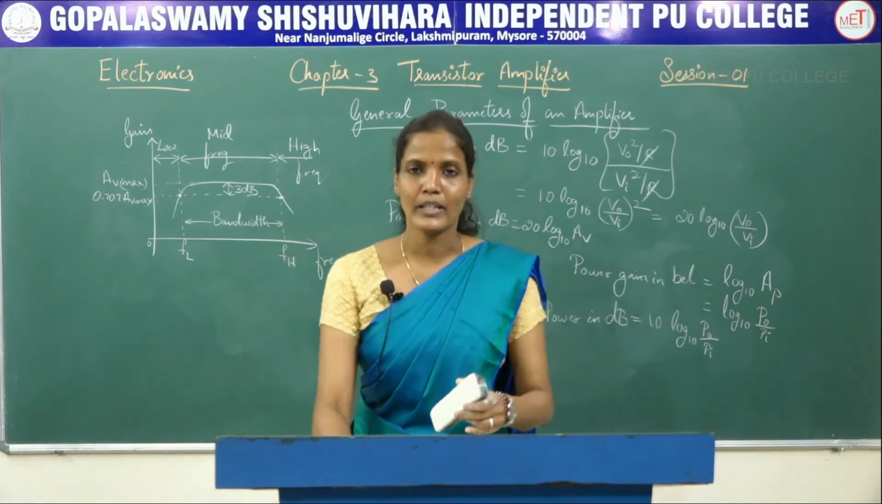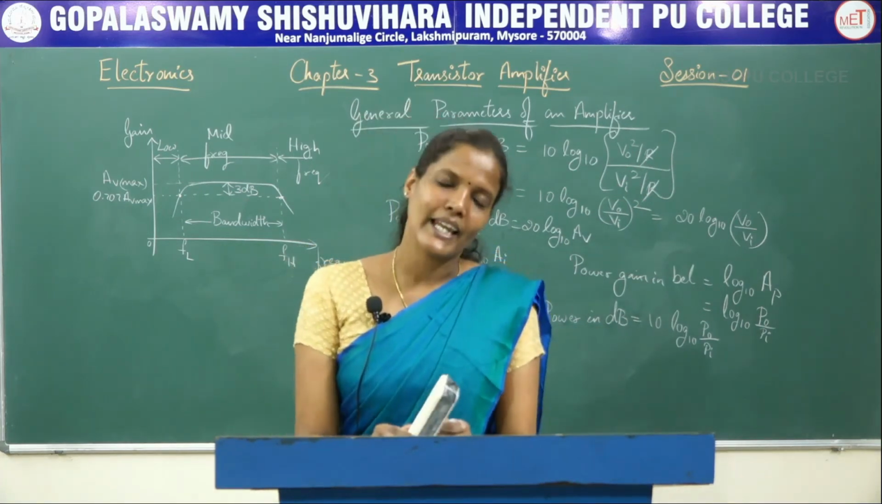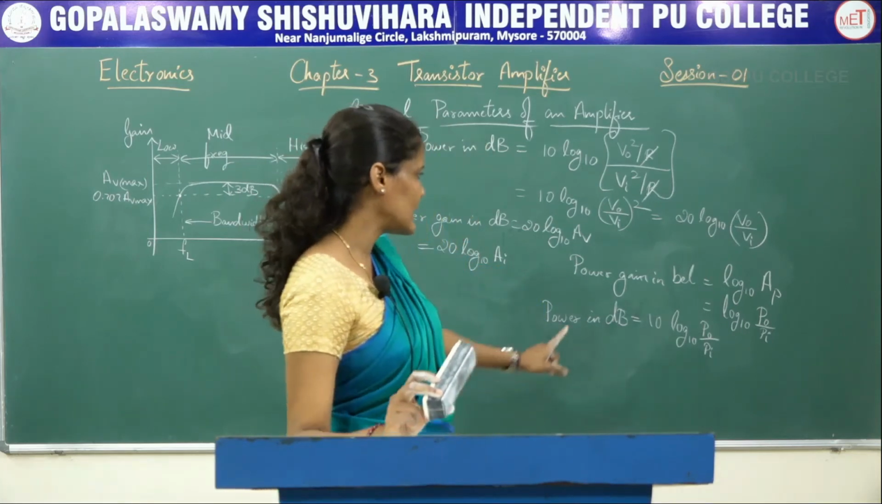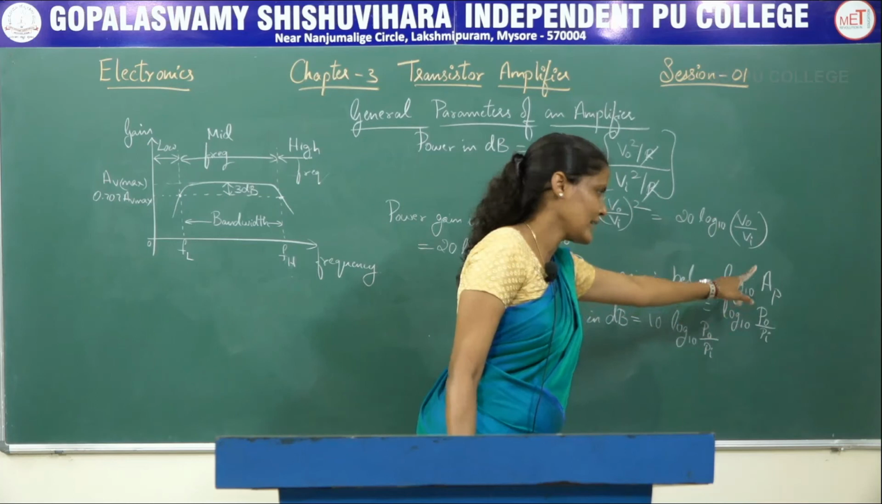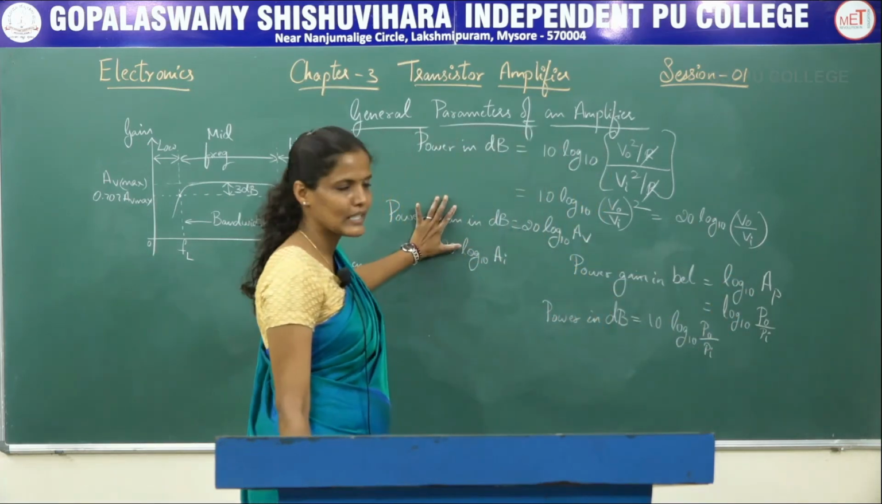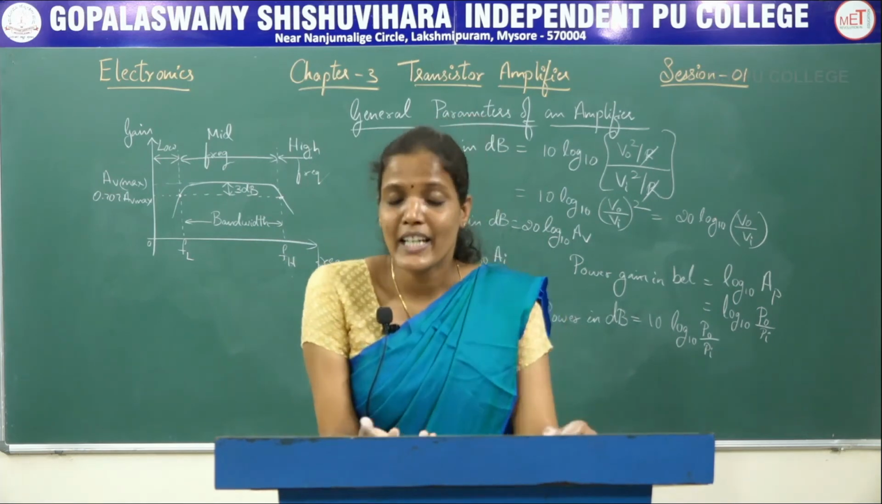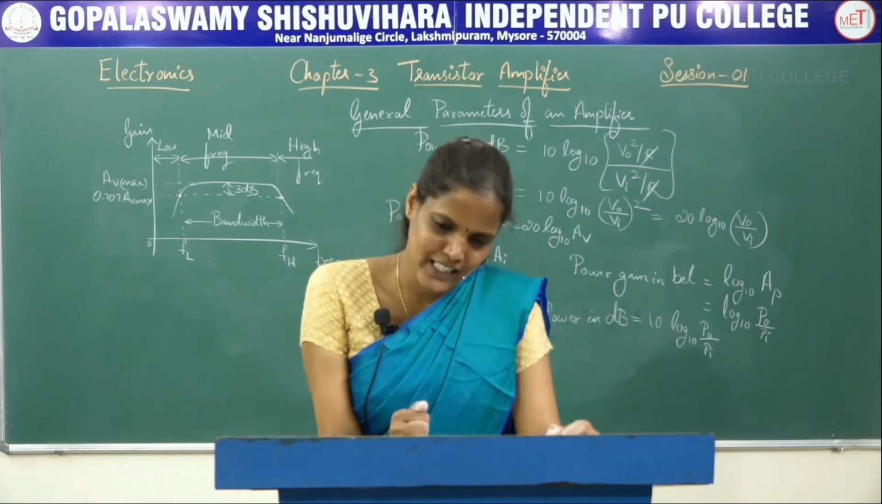So, this is all about the power gain of an amplifier in terms of bel and decibel. In terms of bel, it is log to the base 10 of Ap, and in decibels it comes like this. The last topic is, what is the need for measurement of gain in decibels?